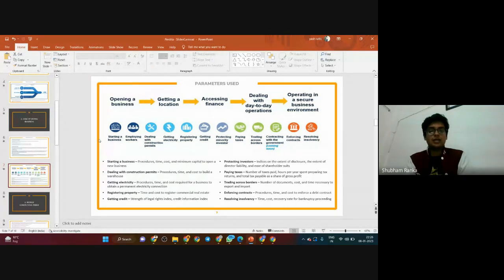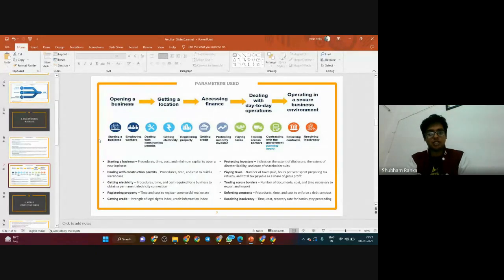Next becomes getting credit. Now, how strong is the banking sector for that particular country? How strong is the government in providing credit to the banks, providing loans, and how is it transmitted to the people? That is also seen here. So legal rights and credit information indexes, that helps us get the credit idea. Then would be protecting investors. Now, protecting investors is important because a lot of people also invest from outside the country and from within the country into these businesses. So how easy it is for the shareholders to get information, how easy it is for the shareholders to get their returns, dividends, and what is the liability on the directors.